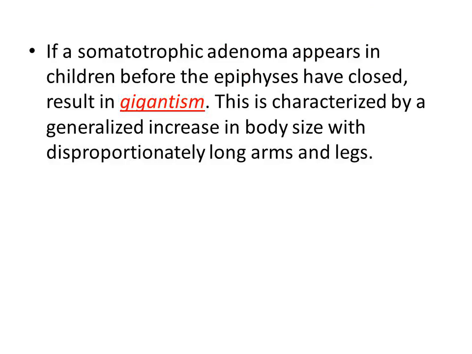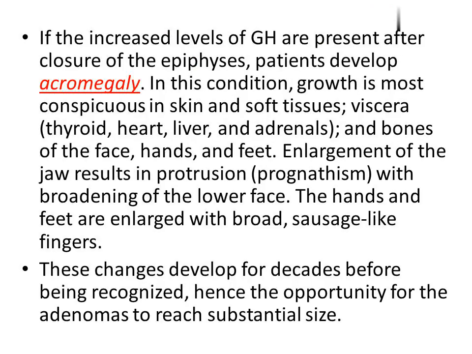If a somatotrophic adenoma appears in children before the epiphyses have closed, it results in gigantism. This is characterized by a generalized increase in body size with disproportionately long arms and legs. If the increased levels of GH are present after closure of the epiphyses, patients develop acromegaly. In this condition, growth is most conspicuous in skin and soft tissues, viscera, thyroid, heart, liver, and adrenals, and bones of the face, hands, and feet.